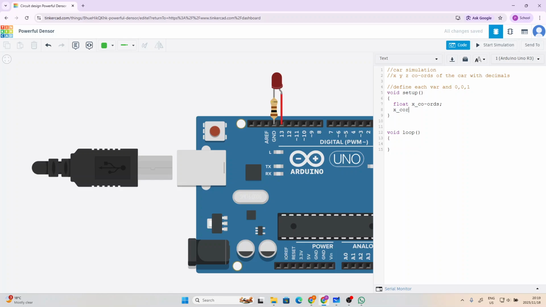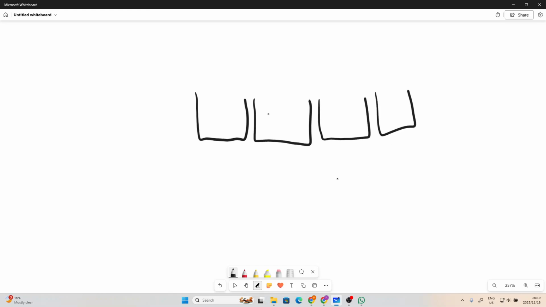Then we want to set the variable, to give it a value. Think of it like this: we have the Arduino memory here, and all it is is a bunch of boxes with ones or zeros. It's saying set this memory box to x coordinate, make it a float type. Now we are able to directly access the computer's memory and change these values.